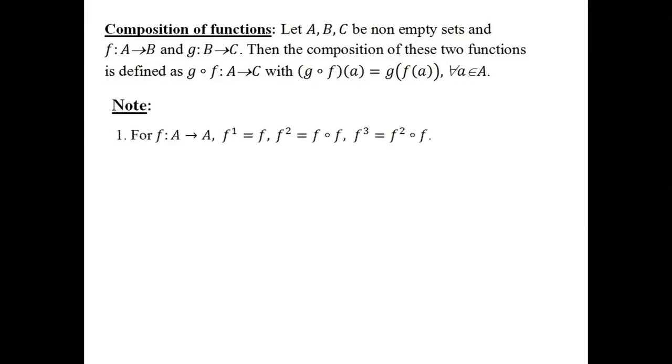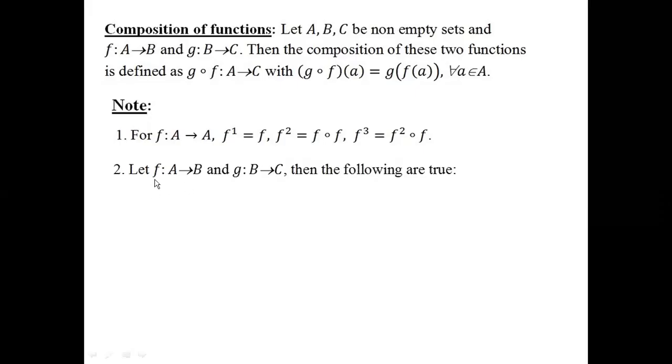Note, suppose f is a function from A to A. f power 1 is nothing but f itself. f square is obtained by f composition f. f cube is obtained as f square composition f. We can obtain different powers of f by making use of the definition of composition of functions.